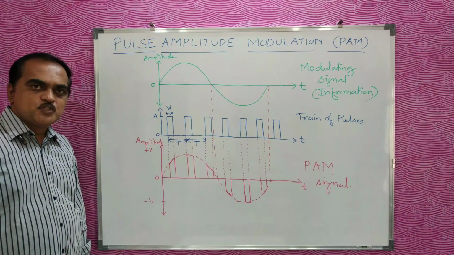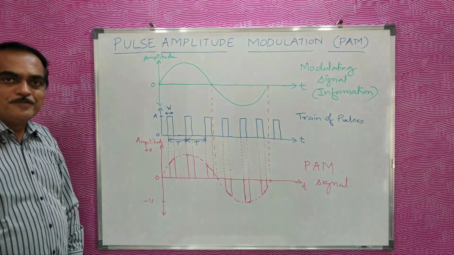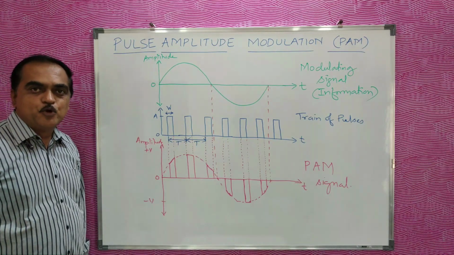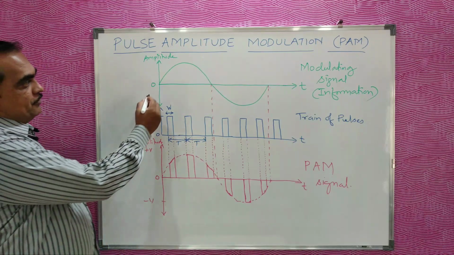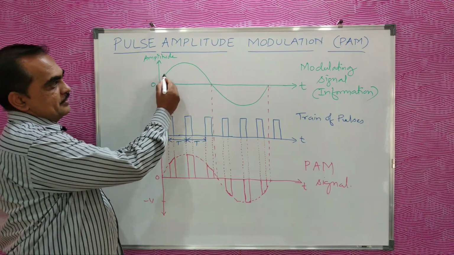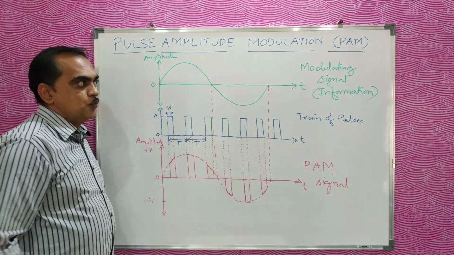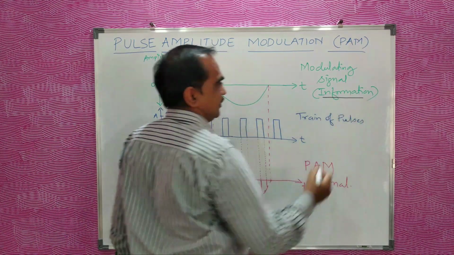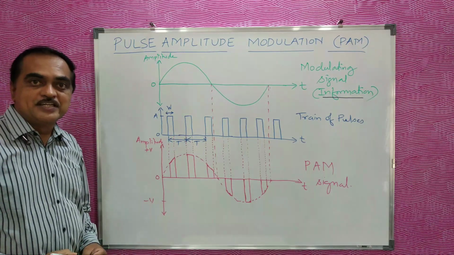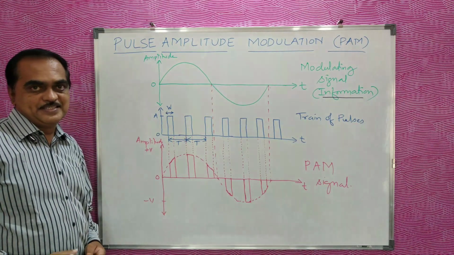Dear students, today we'll see what we mean by pulse amplitude modulation. Here, as I've shown you, the first waveform is the analog signal, which is called the modulating signal or the information signal. It is the message that we want to send in terms of pulses.